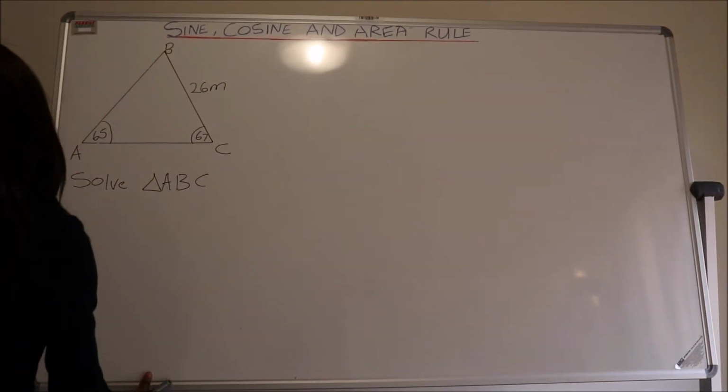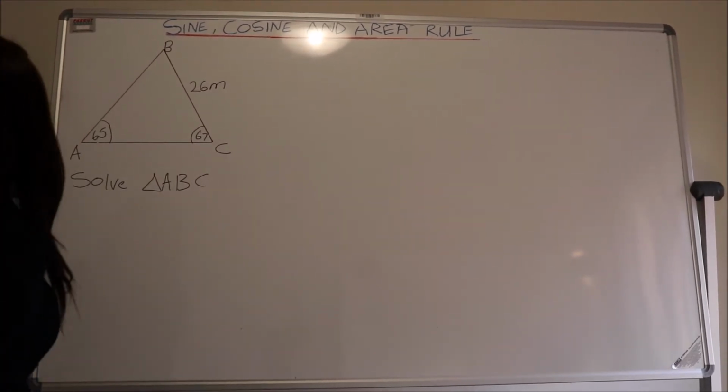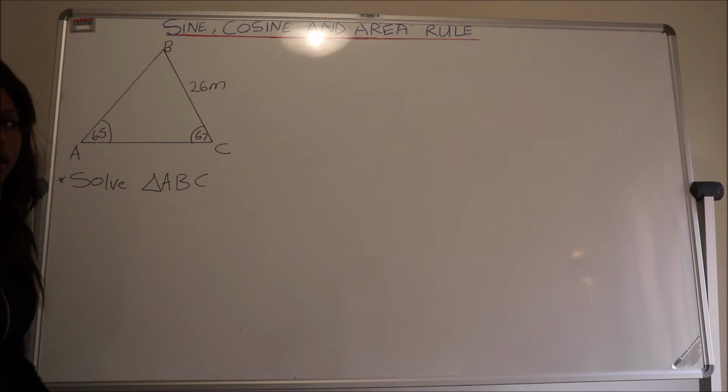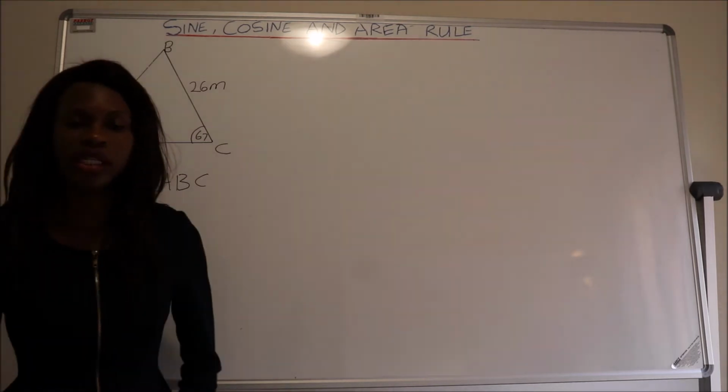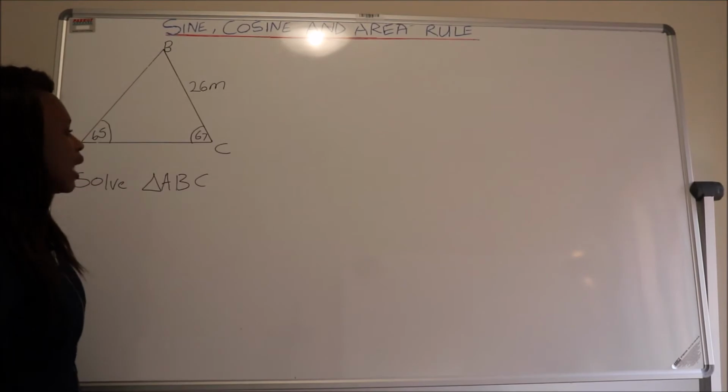Alright, this is the question that we'll be doing: in triangle ABC, angle A is 65 degrees and angle C is 67 degrees, and the side opposite A is equal to 26 meters. Then the question says solve for triangle ABC.